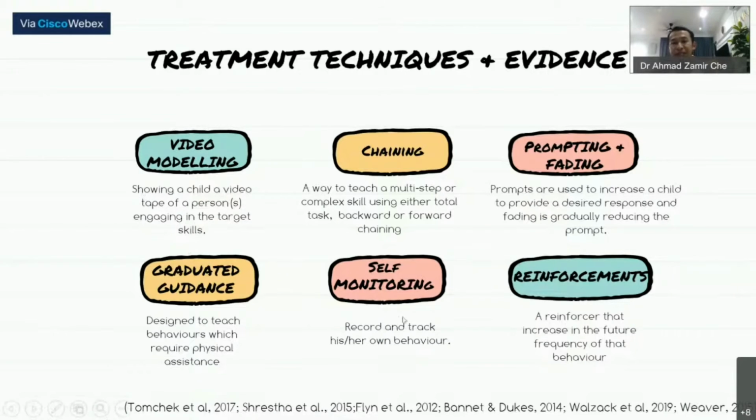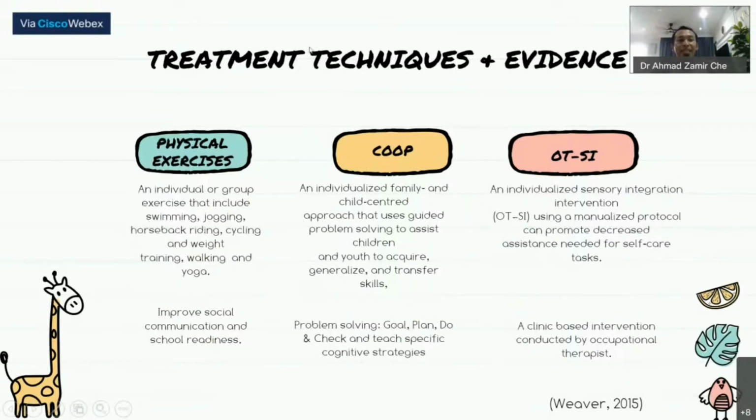Okay, all right. The next strategy or technique that is commonly used by therapists out there is physical exercise. Evidence suggests that children with autism need to participate in swimming, jogging, horseback riding, cycling, weight training, walking, and yoga to improve their social communication skill as well as self-help skill, and of course to prepare themselves for school.